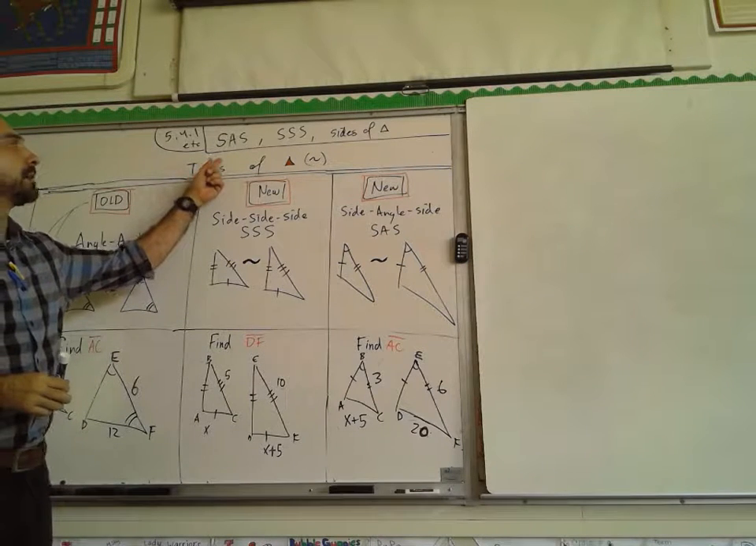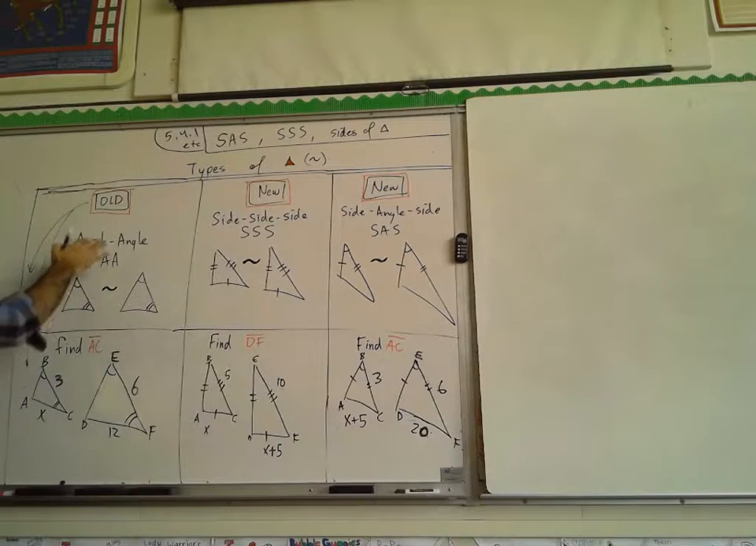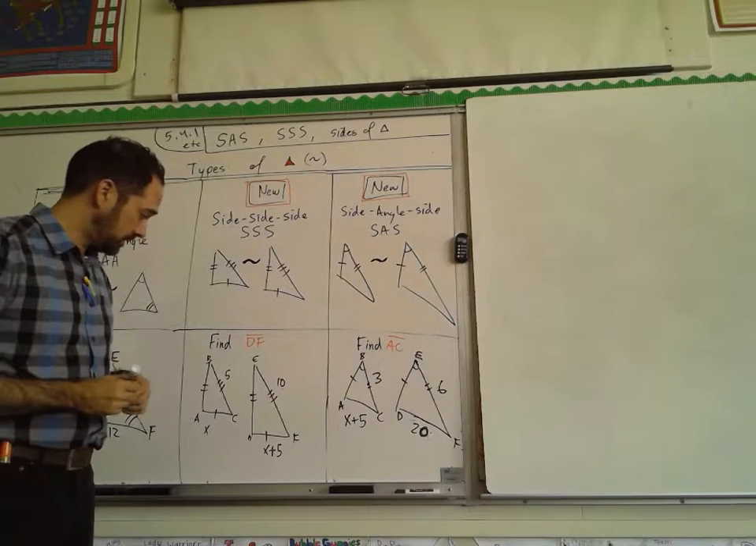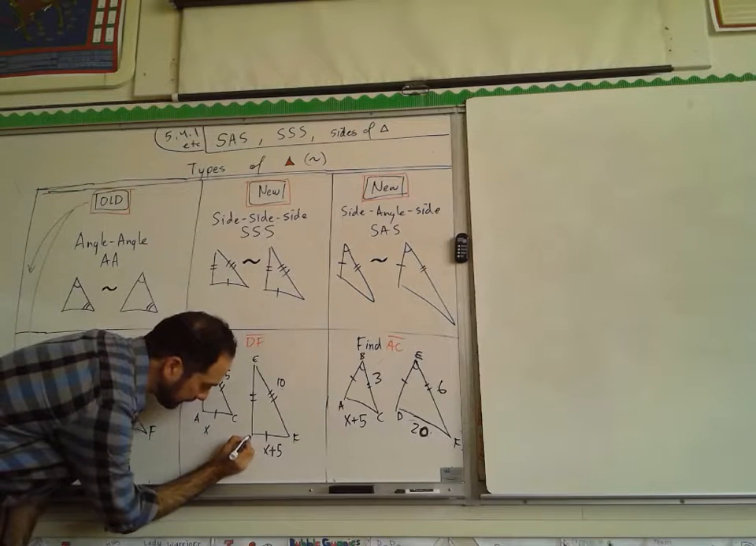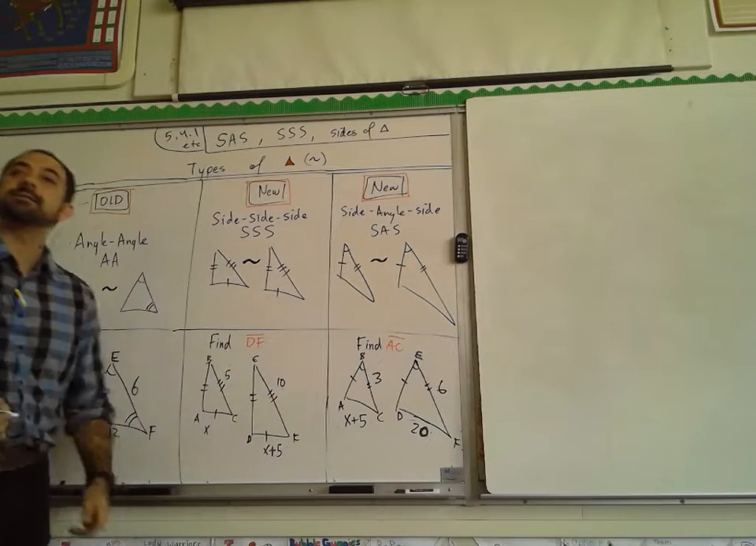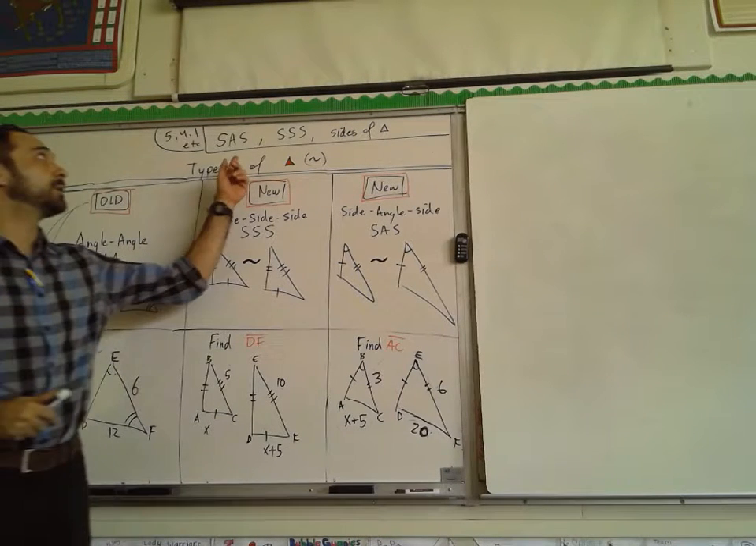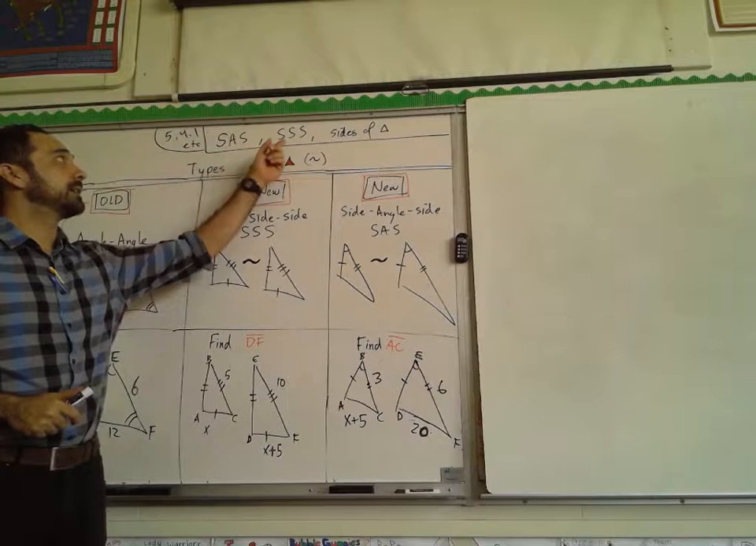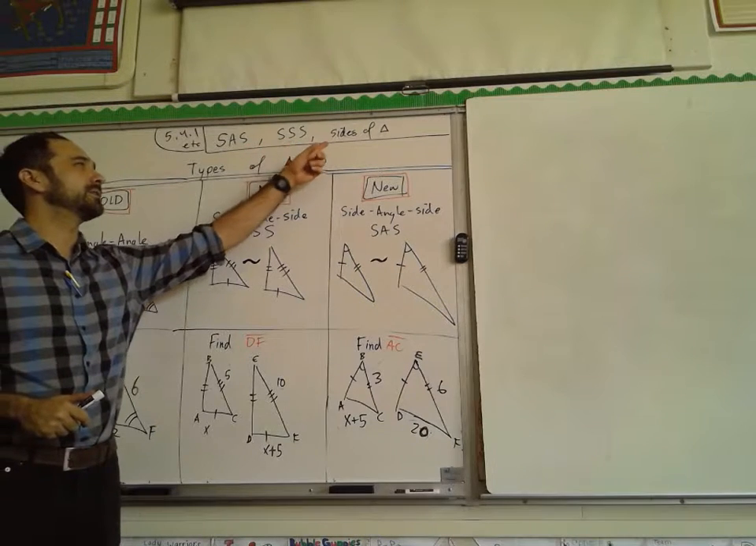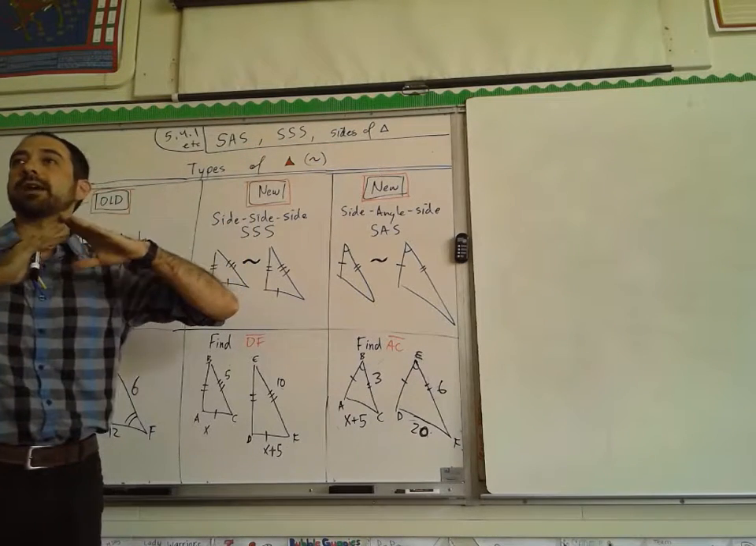Today, we're just extending what we knew before. Yesterday, we learned angle-angle as a way that we can prove similarity between triangles, and we worked out using ratios that we made equal to each other. All right, so today we're just dealing with side angle side and side side side, and also a little bit about the sides of a triangle.